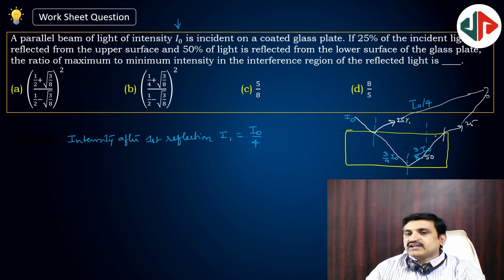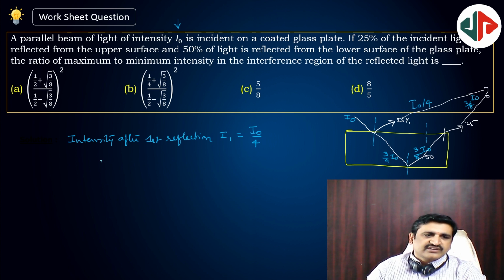Of 3/8 it will be refracted. In the refraction I think he didn't give anything. So it will be 3/8 only. So total 3/8 I naught will come. So the intensity after the second reflection.